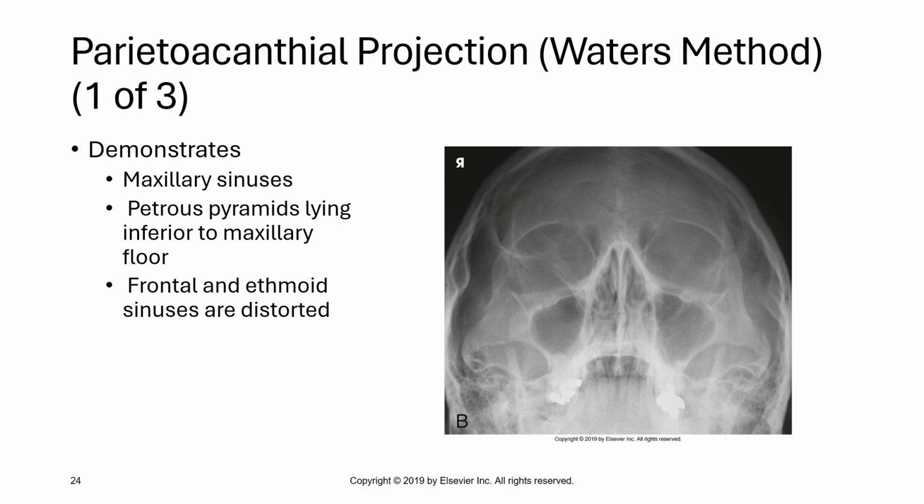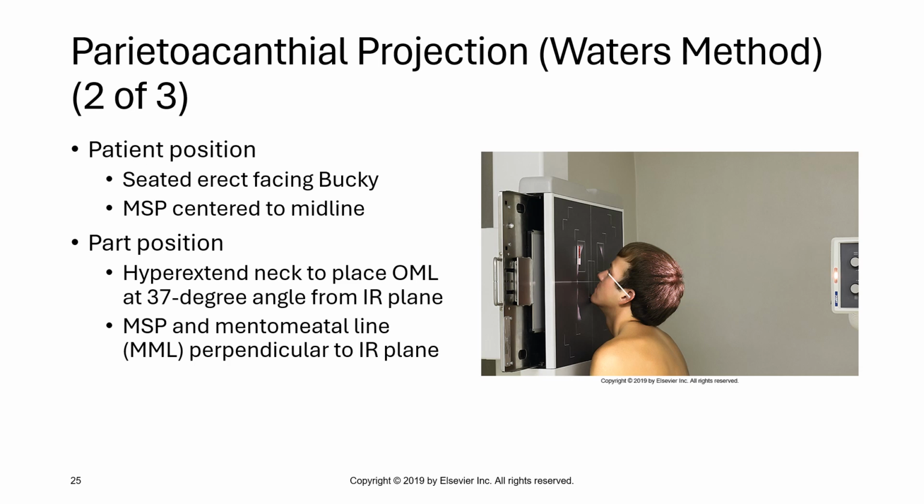In the case of the Waters projection, we really want to see the maxillary sinus, and so we have to tip the head back radically in order to get the petrous pyramids below the maxillary sinuses. You get a decent view of the zygomatic arches there too. I really like the zygomatic arches. Frontal and ethmoid sinuses will be foreshortened on this, and so you don't really get a good evaluation, especially the frontal sinuses do not evaluate well on the Waters method. Okay, so there is our Waters method. The OML is 37 degrees from the IR, which is how you answer the registry question.